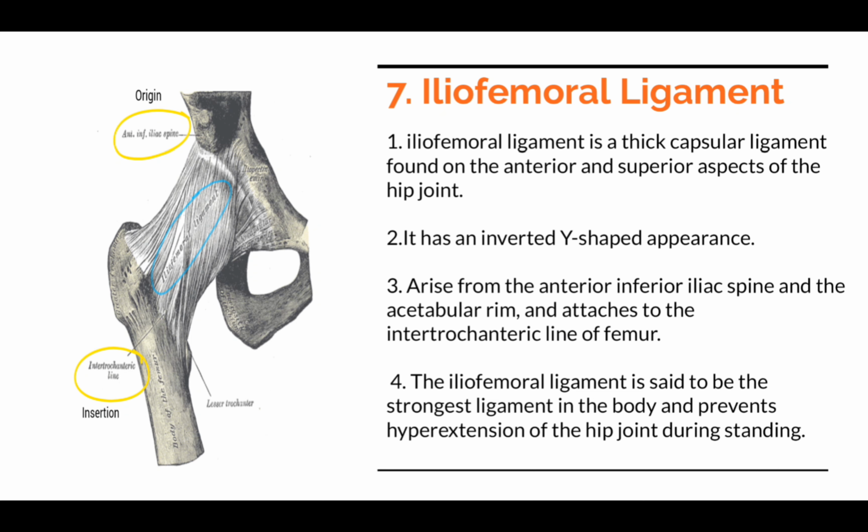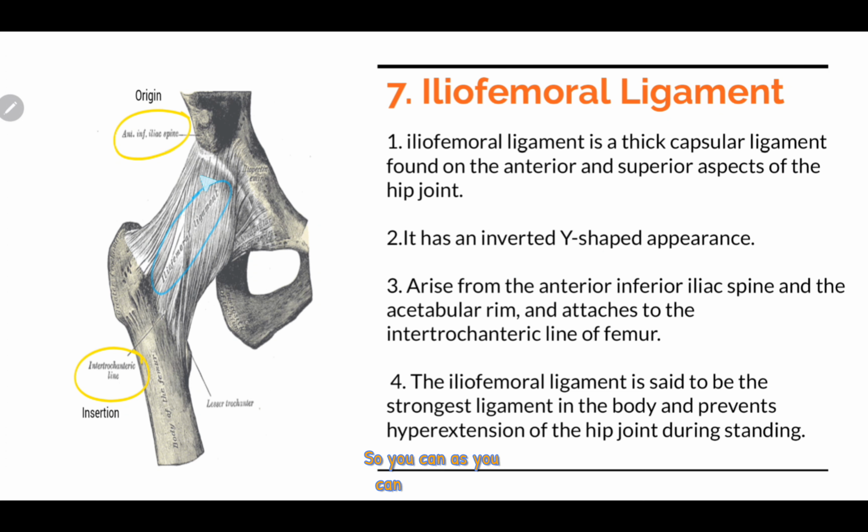The next question is the iliofemoral ligament. As you all know, the iliofemoral ligament is the strongest ligament in our body. The first point is that the iliofemoral ligament is a thick capsular ligament found on the anterior and superior aspects of the hip joint. The first one is the location. Where is it located? It is located in the hip joint. The second point is that it has an inverted Y appearance.